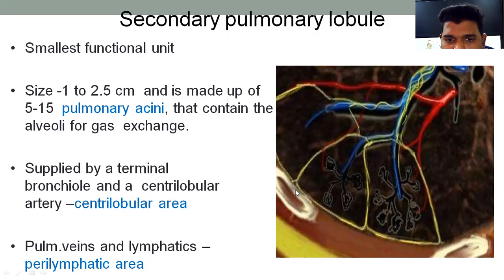The pulmonary vein and lymphatics are predominantly distributed on the septa. You could see that. Once again, I'm telling, this is the visceral pleura, this is the interlobular septa, this is the terminal bronchiole, this is the vein, this is the artery, and the veins and lymphatics will be distributed along the septa.